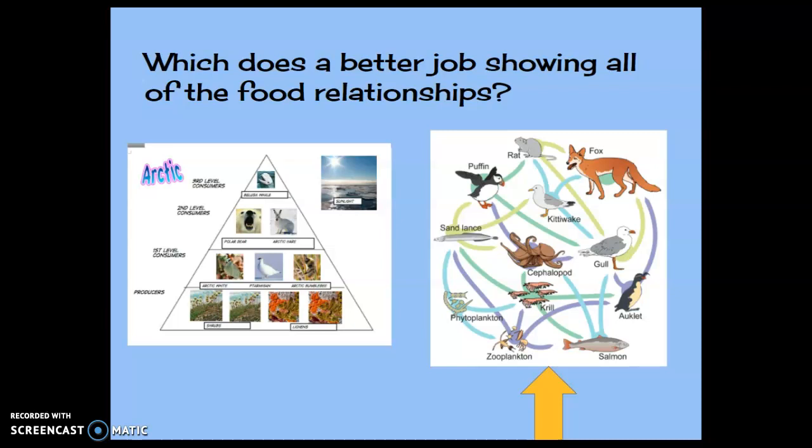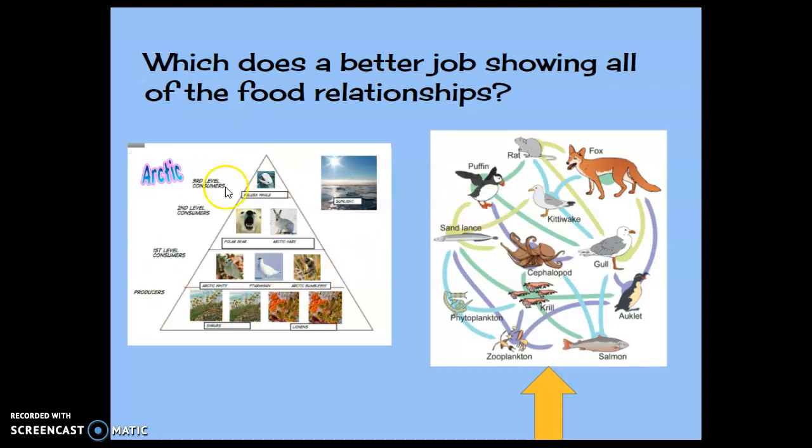The arrows are kind of different, so you have to look at the point. So the zooplankton goes to the krill. It also goes to, well, let's see, goes to the krill there. It also goes to that penguin looking thing there as well. Anyway, it shows all the relationships possible.